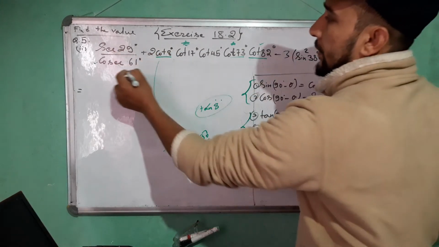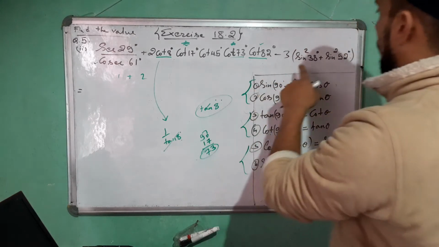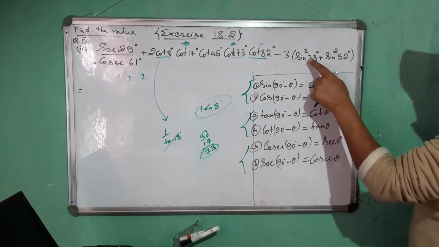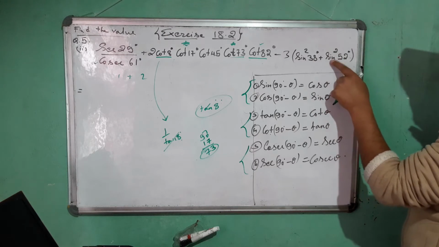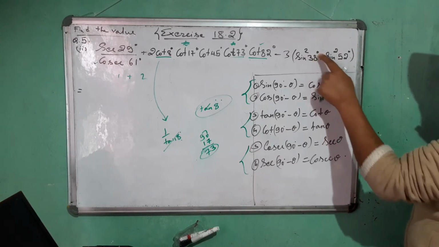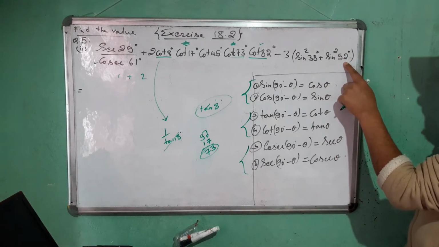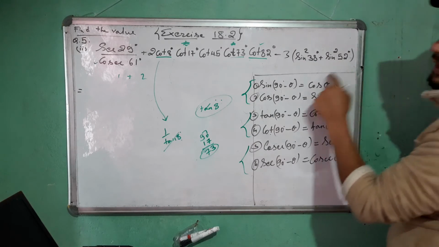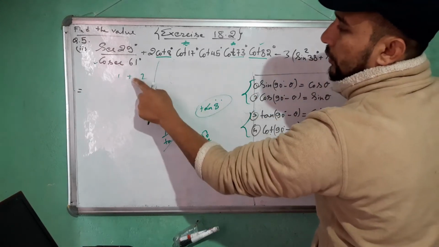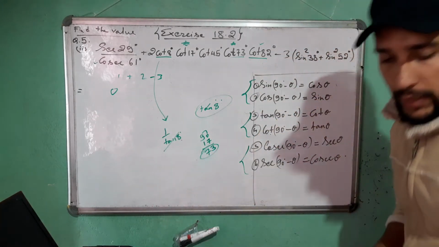Here you got 1, here we got plus 2. And here minus 3 sine, and on this side sine. The complement of 52 is 38. This will be cos 38 degree. So sine square 38 degree plus cos square 38 degree will be 1 by using the square relation: sine square theta plus cos square theta is equal to 1. So your 1 plus 2 minus 3. 3 minus 3 will be 0. Your answer will be 0.